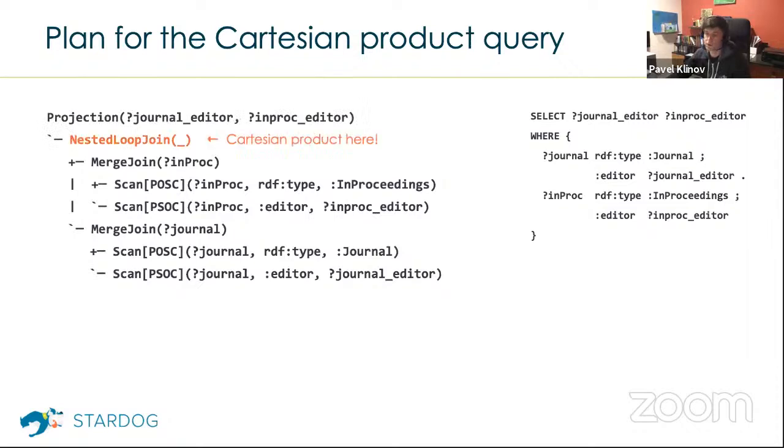And at this point, Stardog will tell you that once we've got the proceedings editors and the journal editors, we need to join those. There is no shared variable, so it's going to be a nested loop join, and that empty space in the parentheses means no join key. So if you know how to read Stardog query plans, it should be a big red flag for you, because the Cartesian product happens there, there's no join condition.